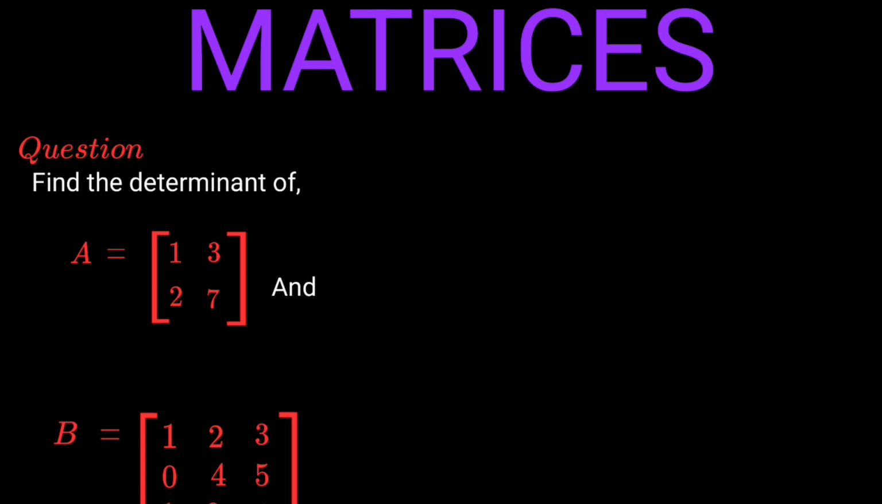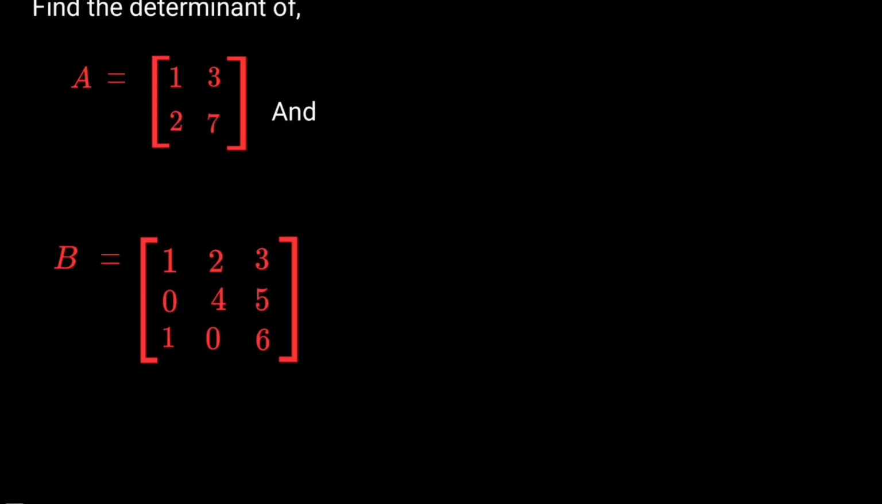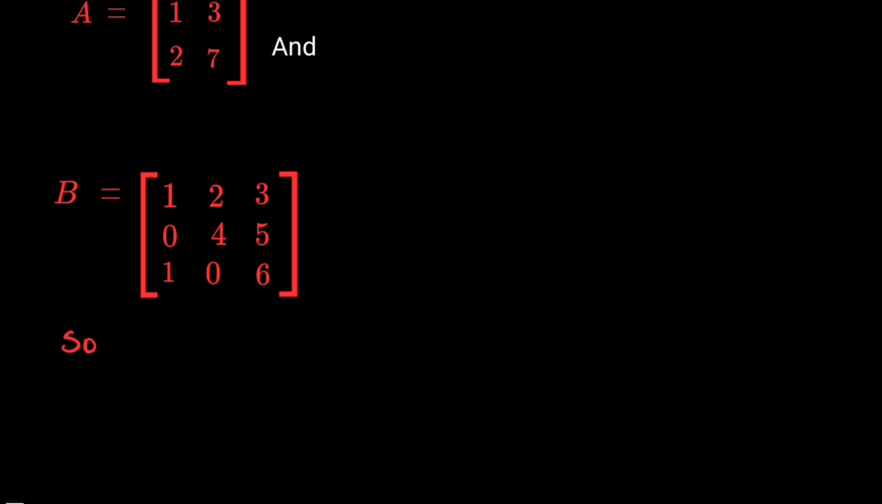In this video, we are going to solve a question on the determinant of matrices. We are going to do that for a 2 by 2 matrix and one for a 3 by 3 matrix. The question says find the determinant of A and B. A is a 2 by 2 matrix, and B is a 3 by 3 matrix. So let's start with the solution.